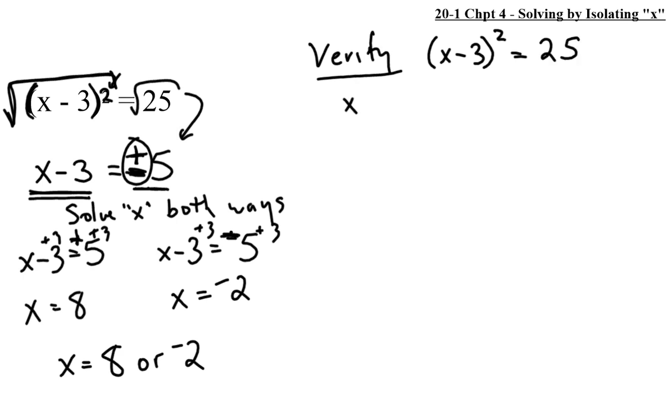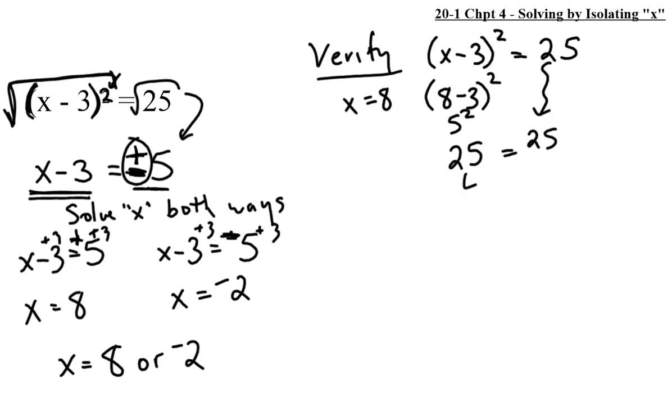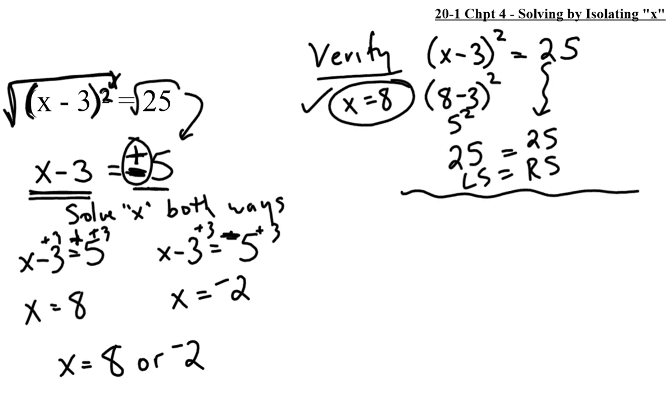Now, if we do a quick verification, we want to verify that x minus 3 squared equals 25. The first time we said x was 8. So if we plug this in, 8 minus 3 squared, 5 squared is 25. And that's what we want it to be. Left side equals right side. So x equal to 8 works.